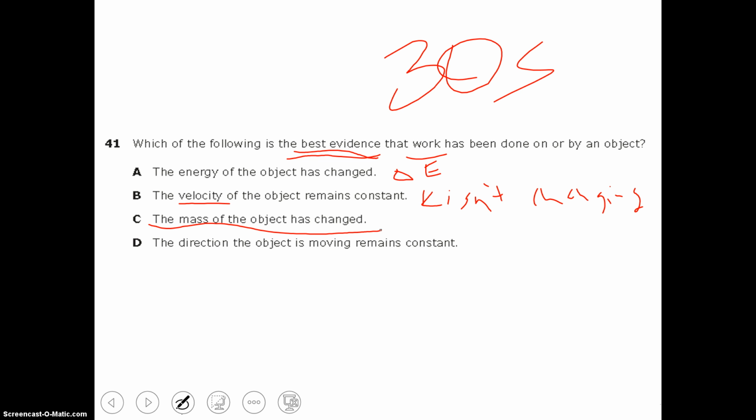I don't think that that's any evidence for work being done, so I guess the best choice was A, that the energy has changed.